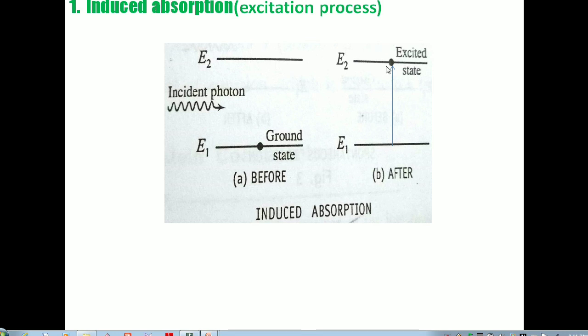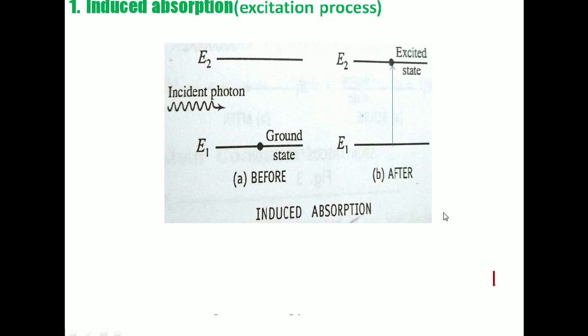And after 10 power minus 8 second, or within that time, they will come back to the ground state. That is about the downward transition process. Okay, so induced absorption is clear now. It is an excitation process in which, when you supply a certain amount of energy to the atoms of the ground state, they absorb it and increase their value to a higher value, that is E2.